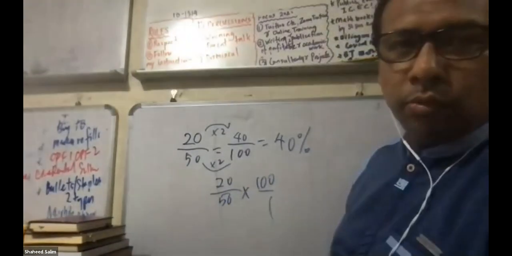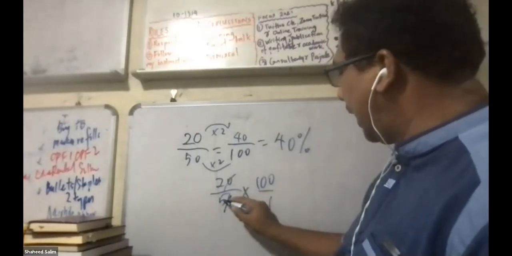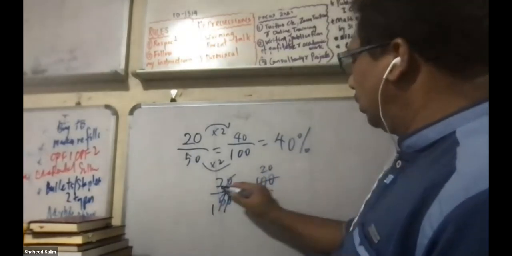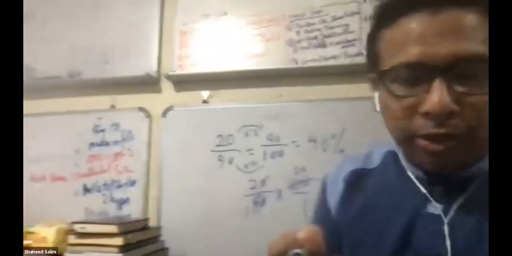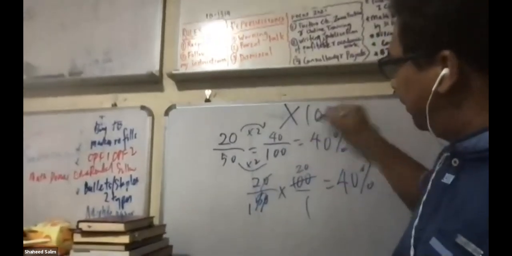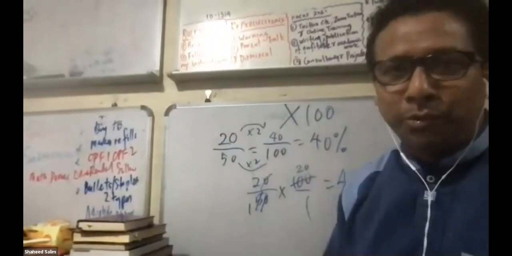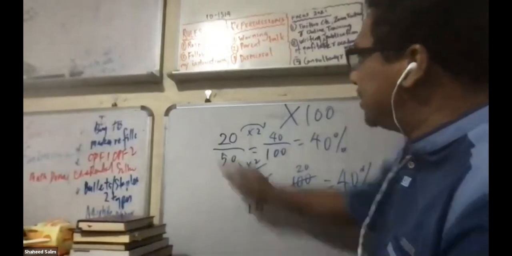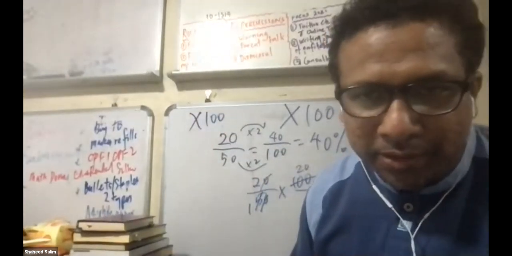One step, watch. 20 over 50 times by 100. Finish. See what finish? Okay, 10 divided by 5. 5 divided by 5, 1. 2 times 20, 40%. Rule. How to change fraction to percentage? Just times by 100. The fraction times by 100 becomes percentage. Simple rule. How is it better? Any fraction, just times it by 100 and you will get percentage.